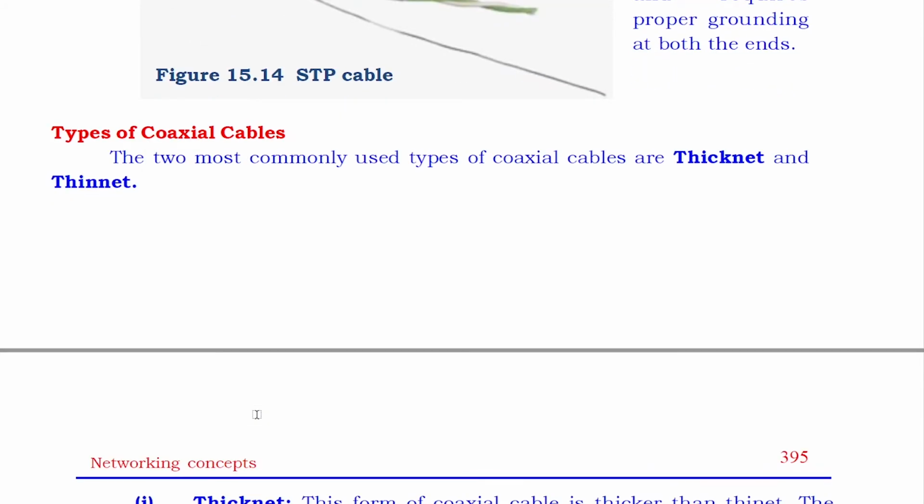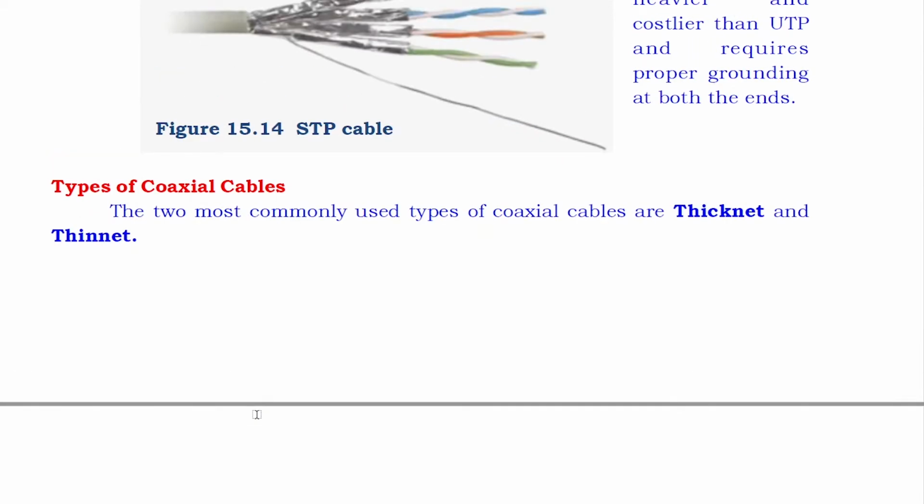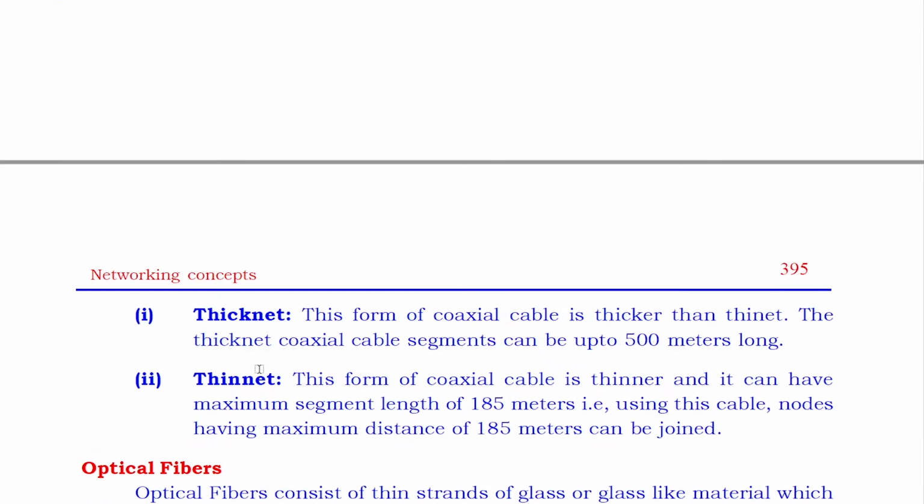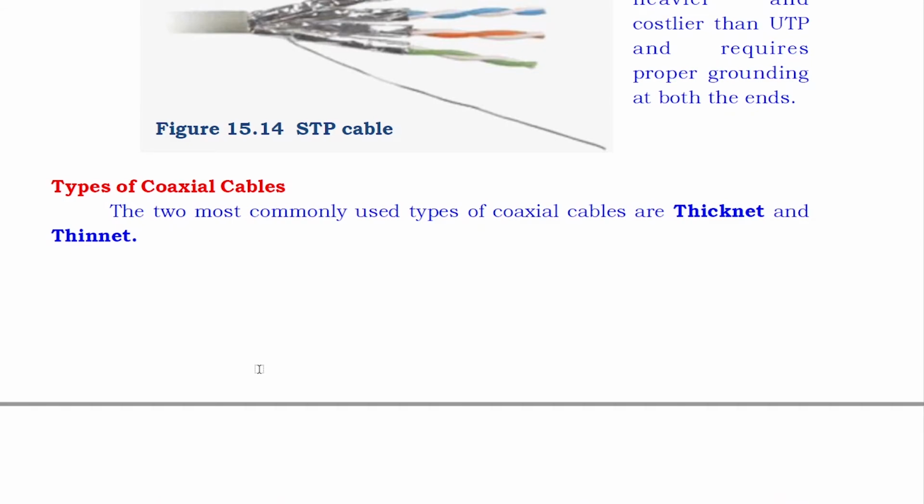So next we have coaxial cable. We have two types of coaxial cable: thick net and thin net. Coaxial cable is like the cable used in cable TV, where we have a copper conductor at the center, and there are several layers of protective materials covering it. You can see there a black cable inside, also a mesh-like layer, and also white material, and there is a copper wire.